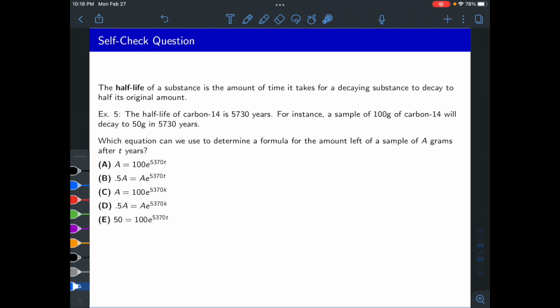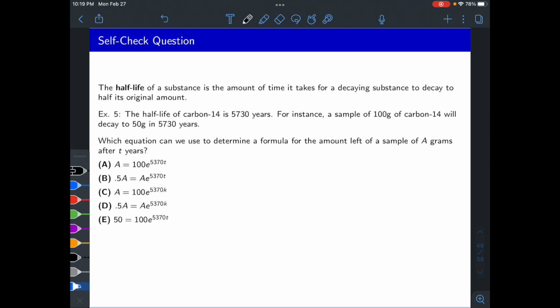My question for you is, which equation can we use to determine a formula for the amount left of a sample of A grams after T years? I'll let you pause and then unpause after you've given this problem enough thought and you're reasonably confident in your answer. I'll assume that you've paused and unpaused the video at this point.